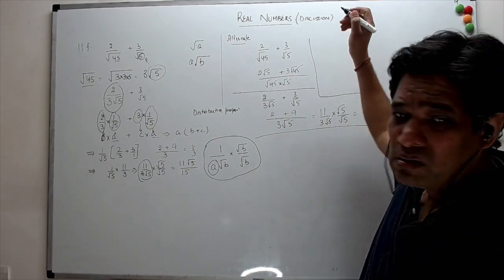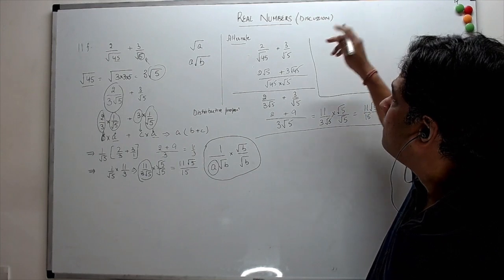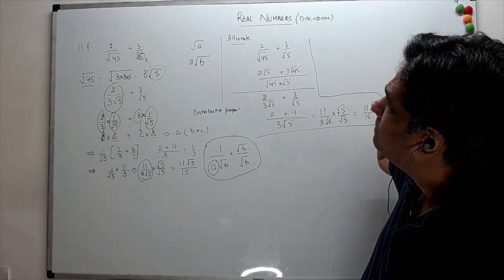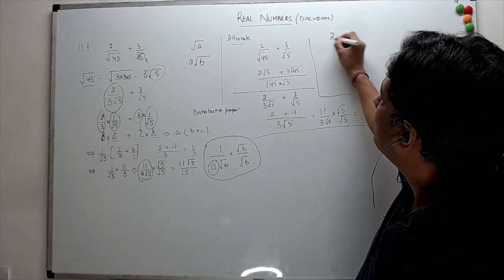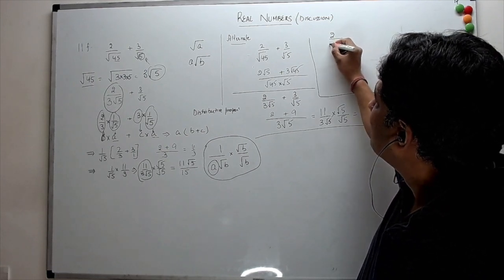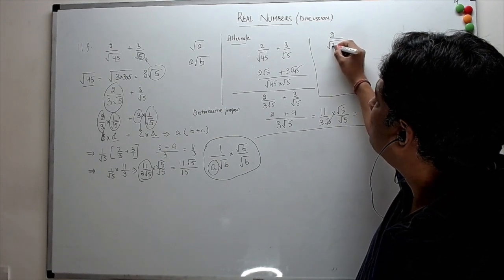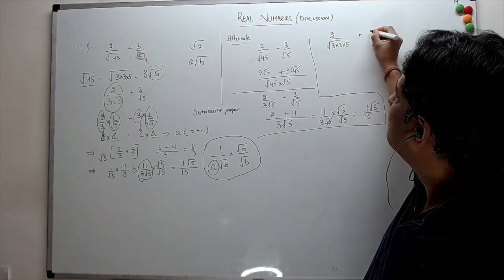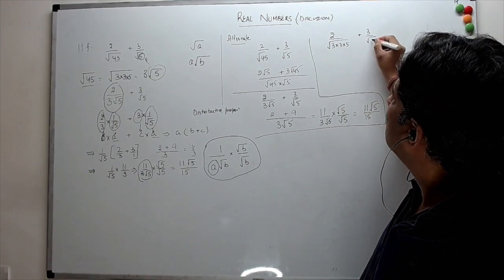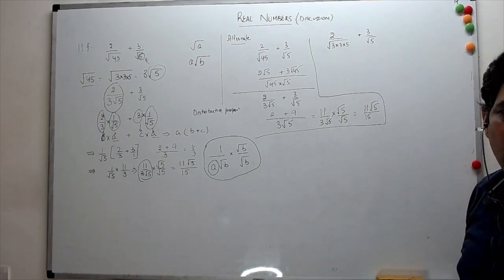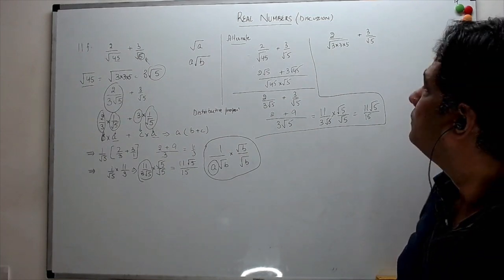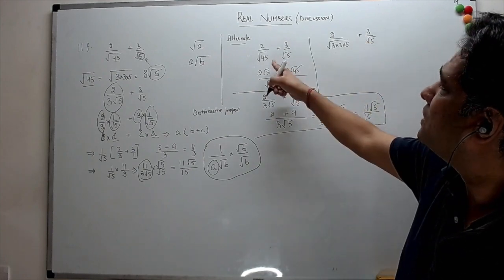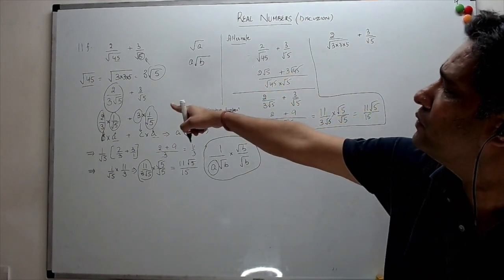I wrote 2/√5 into 3 into 3. Like I wrote it as √45 into its factors. So you wrote like 2/√3 into 3 into 5, plus 3/√5. Okay. Then it became 2/3√5 plus 3/√5, which is same as what we have over here.